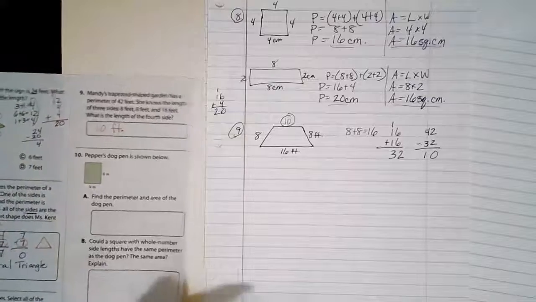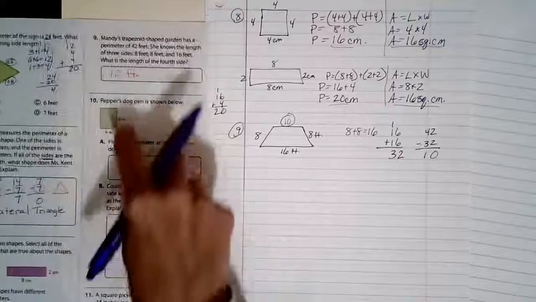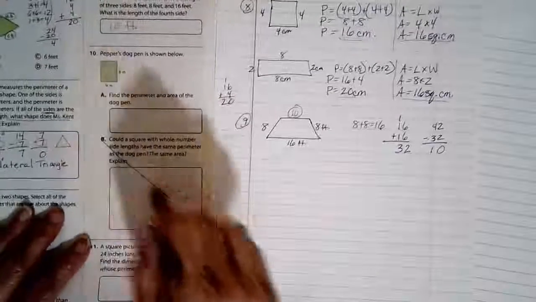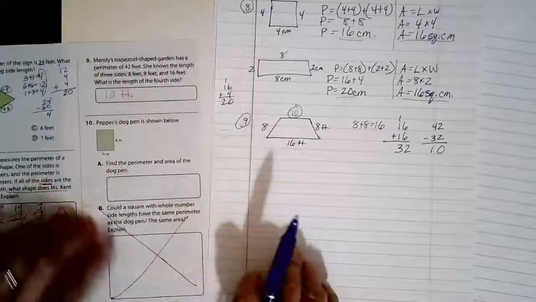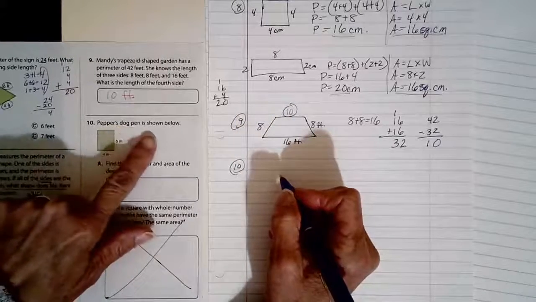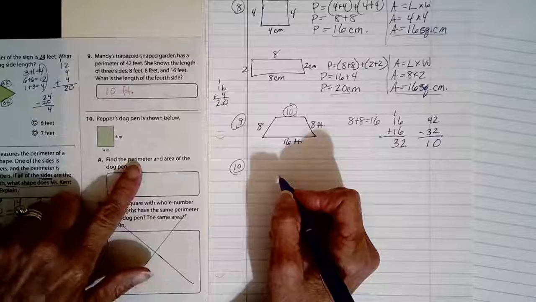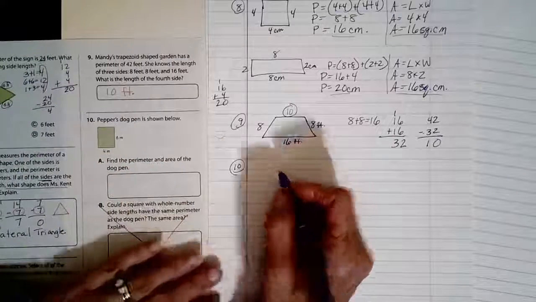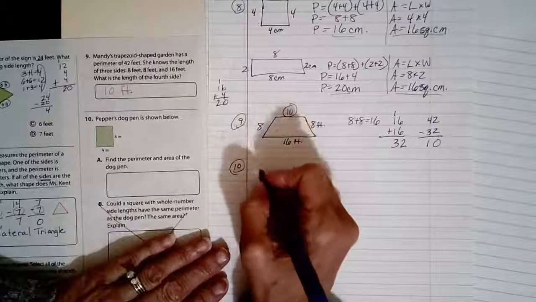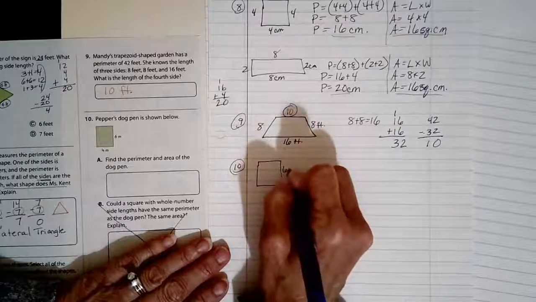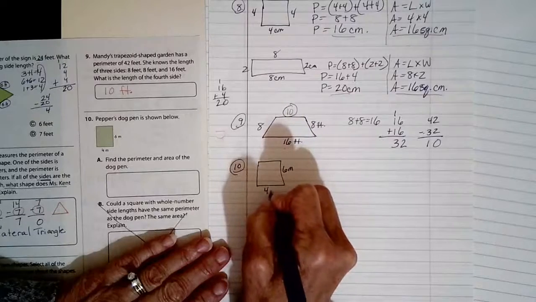Now let's look at number 10. And we're only going to do the letter A. We're not going to do B. Let's start with letter A. So number 10. Pepper's dog pen is shown below. Find the perimeter and area of the dog pen. So we're simply just solving for perimeter and area. So let's take our sheet of paper. Let's go ahead and draw our dog pen. 6 meters and 4 meters.